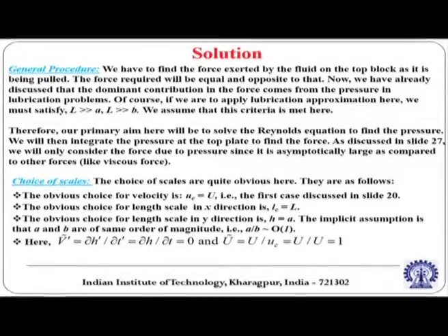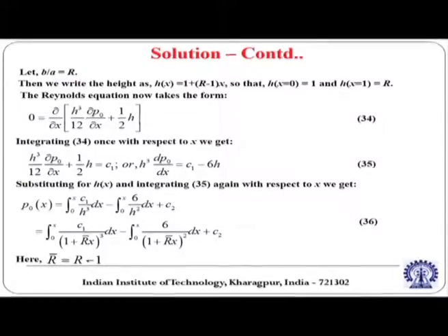Now, one interesting thing which we have not shown, but you can show easily, is that the dimensional form of the Reynolds equation and the dimensionless form of the Reynolds equation look exactly the same. So, if you revert back the dimensional terms from the dimensionless terms, they will look exactly the same. So, now let us solve the problem. We will see the key steps here. The Reynolds equation now takes this form.